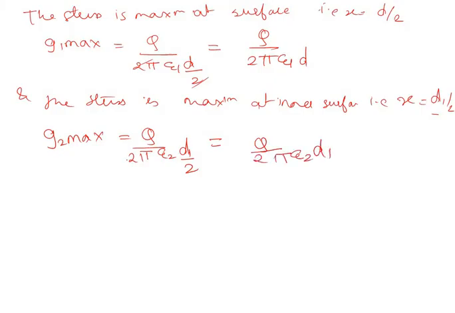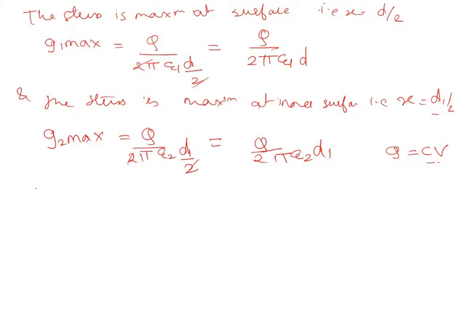This 2 cancels. Now substituting q in terms of V, we know that C is equal to q by V, so q becomes C into V. Now we have G1 and G2.